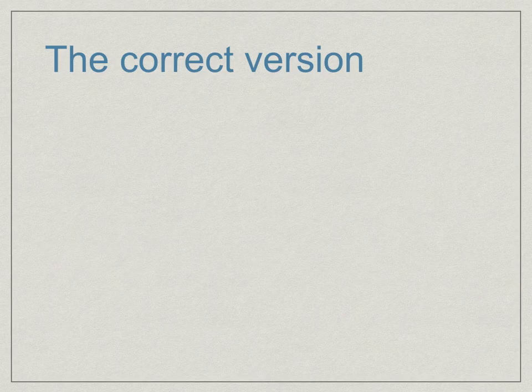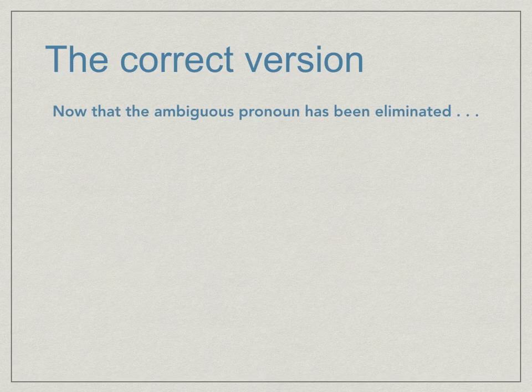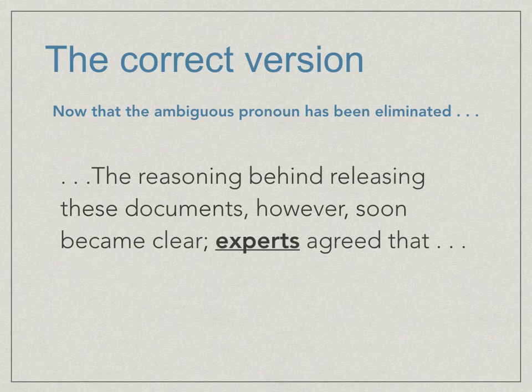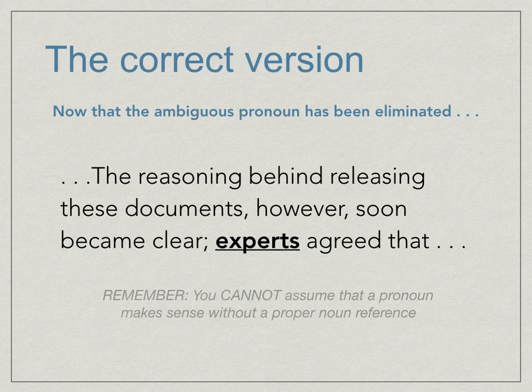And so the correct version, if you go ahead and eliminate the ambiguous pronoun, we know that we need some group agreeing about specialized documents. Experts would be effective. And so just remember that if you're going to make any assumptions about what pronoun and what noun line up, you need to be able to find an exact noun.